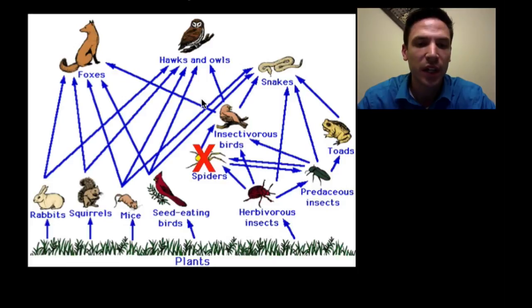For starters, let's take a look at the insectivorous birds that eat these spiders. What's going to happen to their population if they have less food? They'll still have food from these guys, but less food and less energy means a smaller population. So we'd expect their population to decrease. Fewer insectivorous birds means less food for the foxes, the hawks, the owls, and the snakes. So we can see that just by wiping out this one, other organisms are affected.